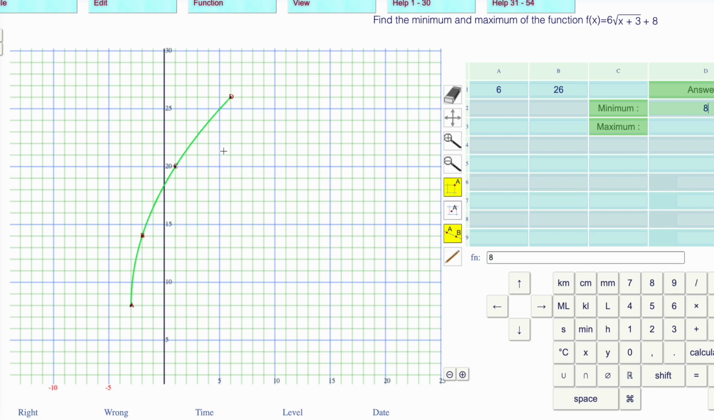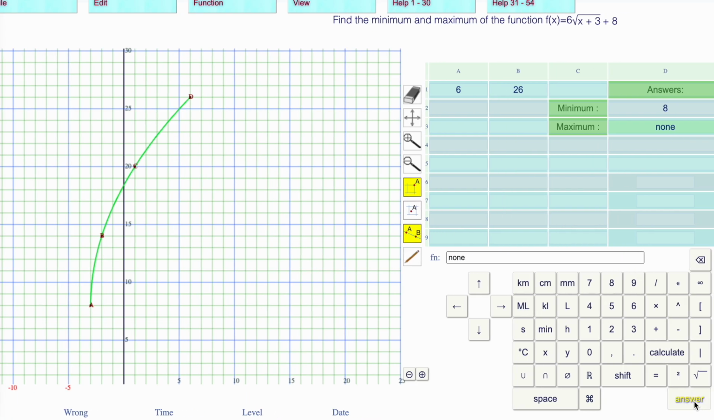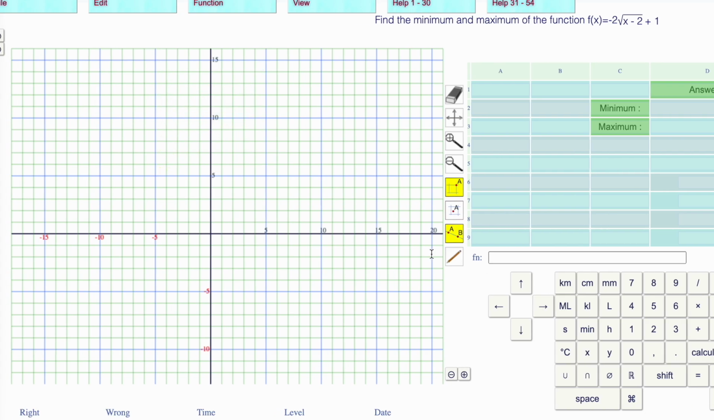Smallest y value is 8. The highest y value is infinity, which isn't a number, but we're saying that there is no maximum. It's just going to keep going up. None. And then we press answer to see if we are right. That's it for maximum and minimum. Let's move on to intercepts.